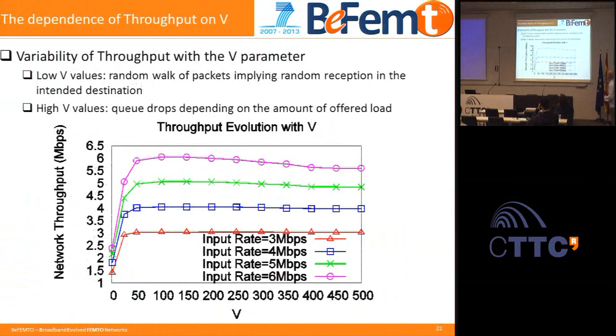So coming back to this graph, this is what we have seen. Basically, low V means random walk of packets through the backhaul. Medium V seems okay. We achieve a good trade-off between both components, Lyapunov drift and penalty function. Very high V, be careful if you increase the offered load. You can experience CSMA congestion and so Q drops.